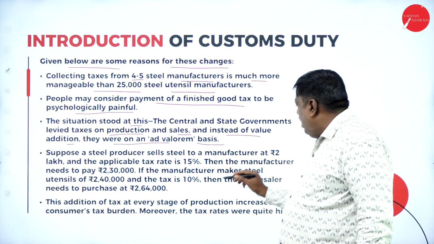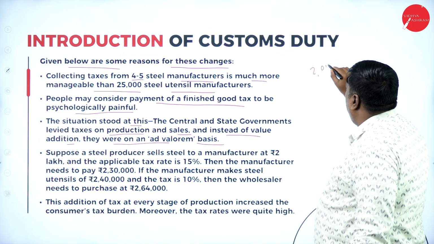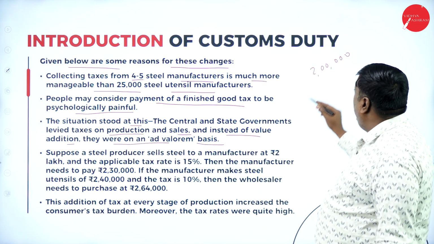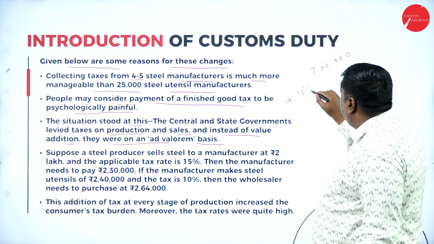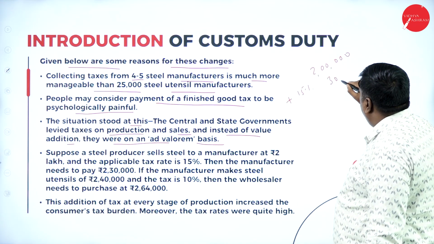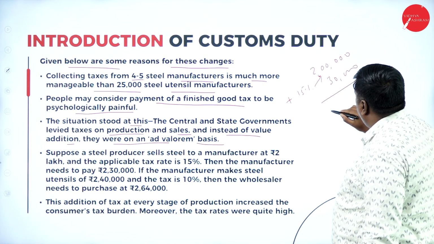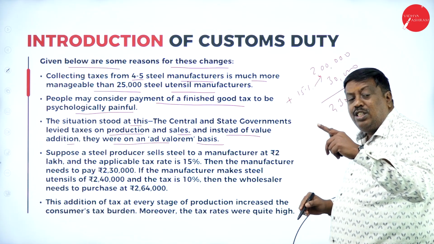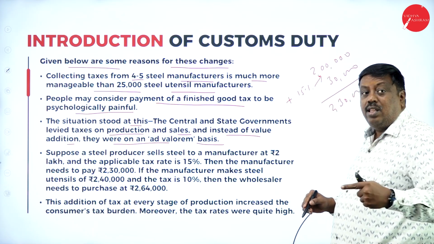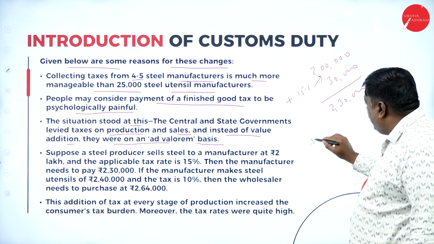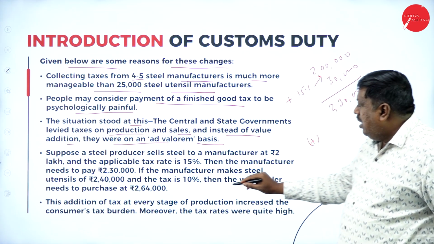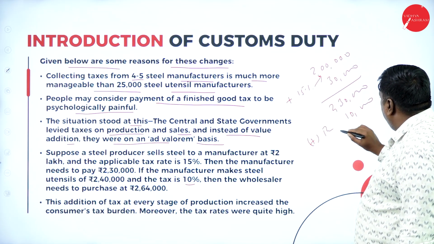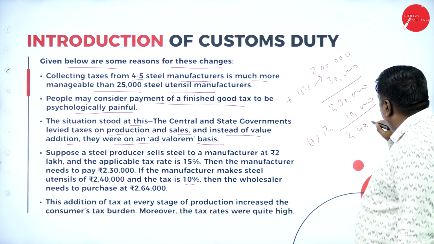For example, if I'm a manufacturer purchasing raw materials at 2 lakhs, I have to pay tax on that at 15%. So 2 lakh into 15% means 30,000. So 15% on 2 lakh, and 2 lakh 30 will be the raw material cost for me. The raw material cost was 2 lakhs, where I had to pay tax of 30,000. After conversion, when I sell that to the wholesaler, I add profit of 10,000. So now it will be 2,40,000.